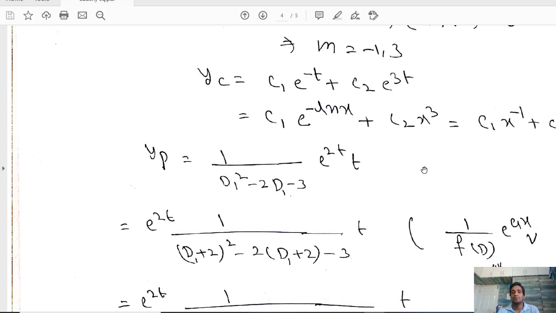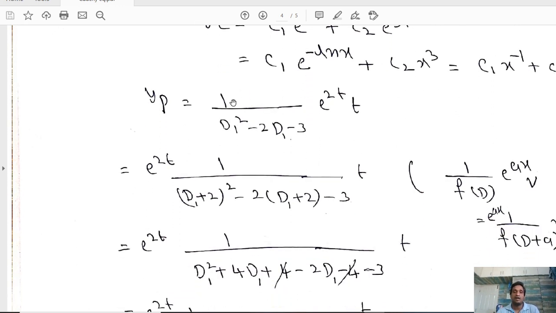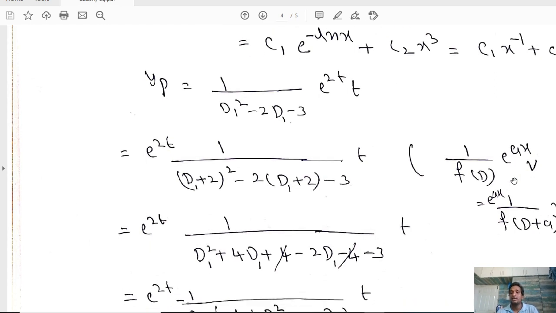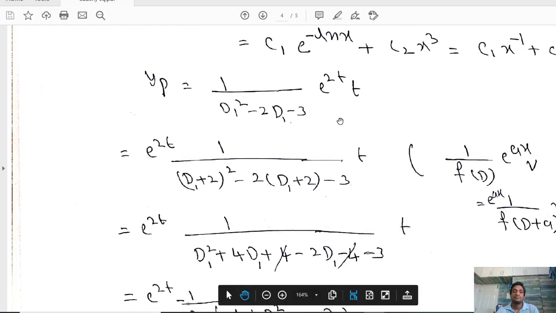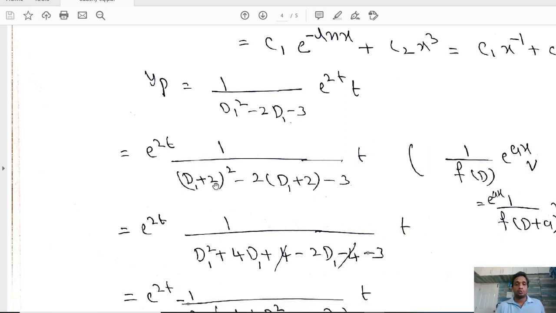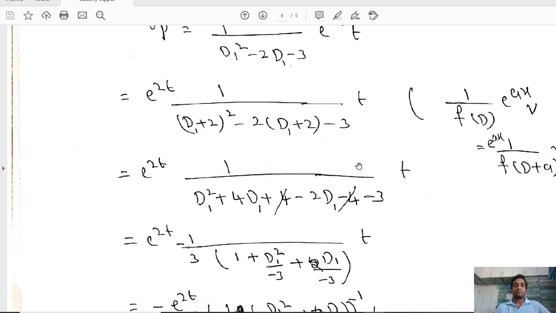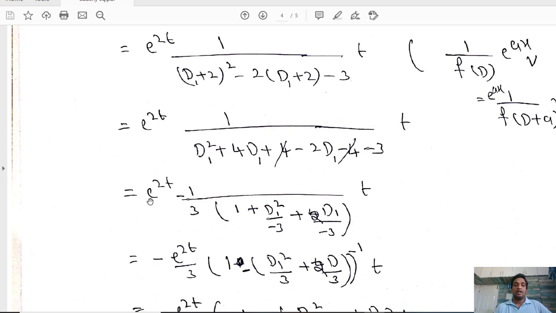So c2 x cube. So yp will be 1 by d1 square minus 2d1 minus 3, e power 2t into t. Just the same formula that we applied earlier. I have written the formula also here. With e power 2t, instead of d1 I have to substitute d1 plus 2. So d1 plus 2 whole square minus 2 into d1 plus 2 minus 3, into t. If I simplify this one, I have got d1 square plus 4d1 minus 2d1 minus 3.